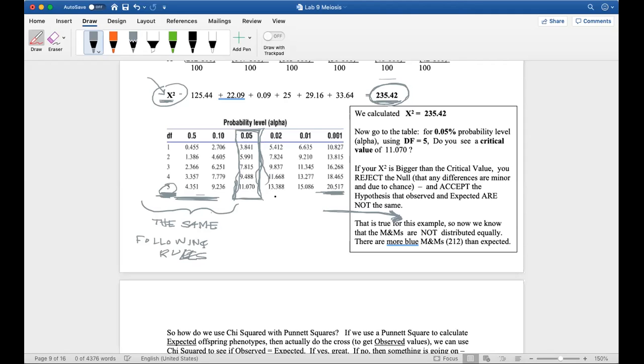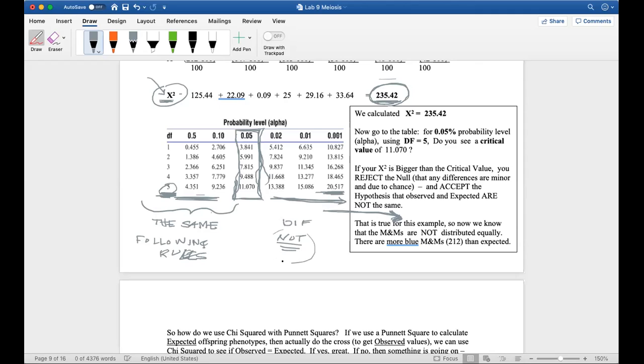If the chi-number you get for chi-square is bigger than this critical value, then we're going to say that they are different. And that means that the system you're looking at is not following the rules. Something else is going on.